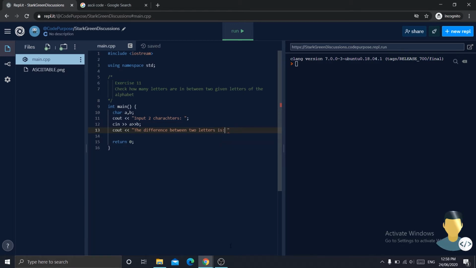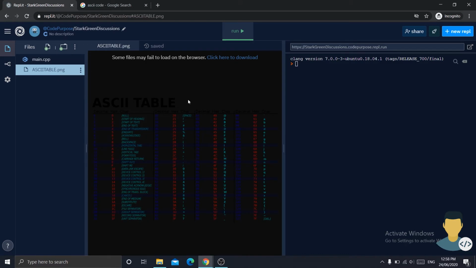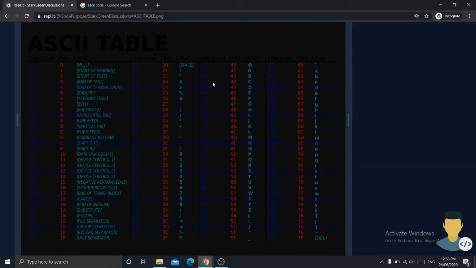Now I'm going to show you how this works. First we are going to go to our ASCII table, and we are going to find the value of character A. We are going to find the decimal value, which is 65. And now let's say, for example, we are trying to find the distance between A and C. We are going to get the decimal value, 65, and we are going to subtract it by 67.